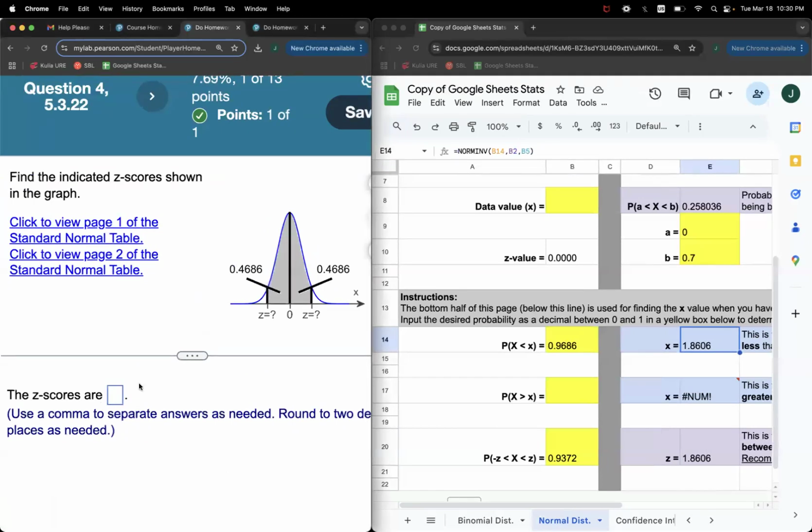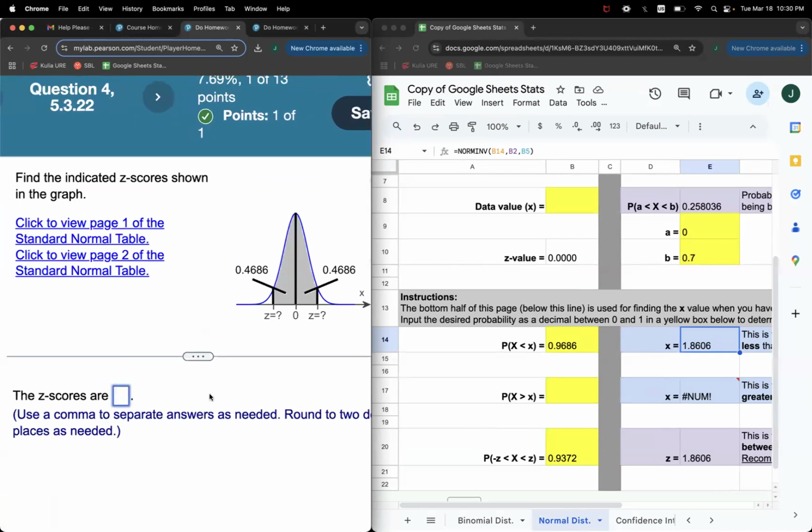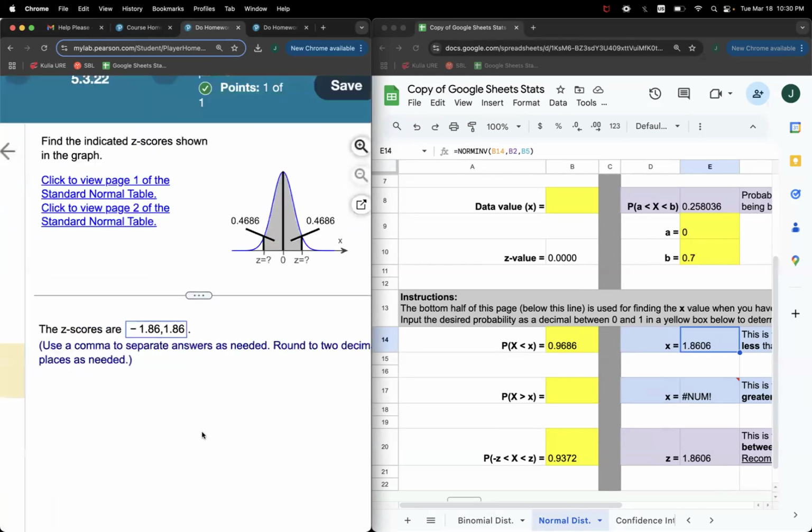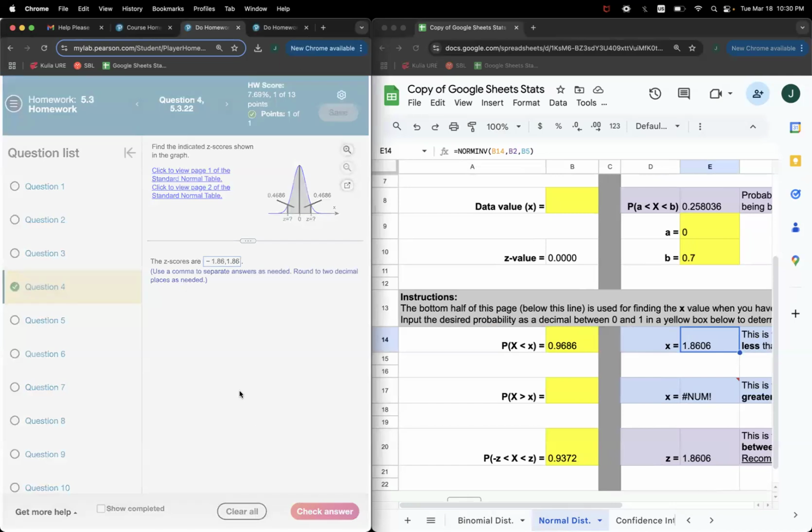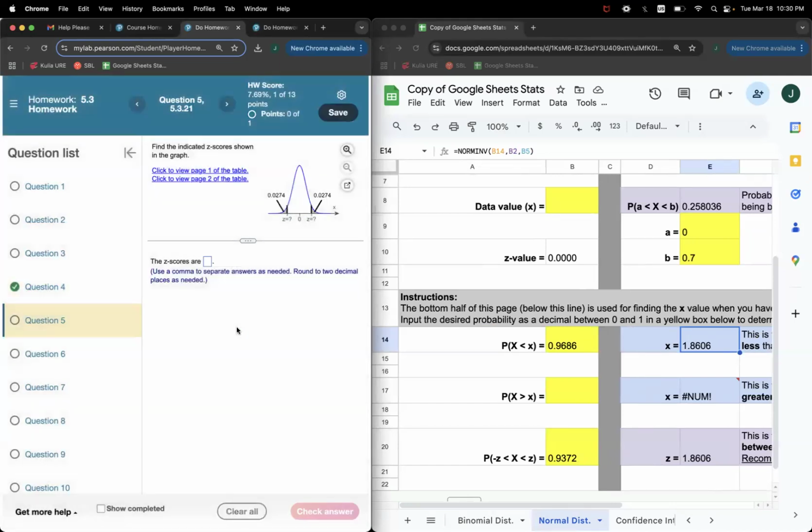Okay, now answering the questions, z equals 1.8606, right? But the way they phrased it, they're asking you for both of them. So they want the negative and the positive and separated by commas, round to two decimal places. So that'll be negative 1.86 and comma positive 1.86. All right, let's check if we're correct. Yes, we are. All right, next question. Next question was question 5.